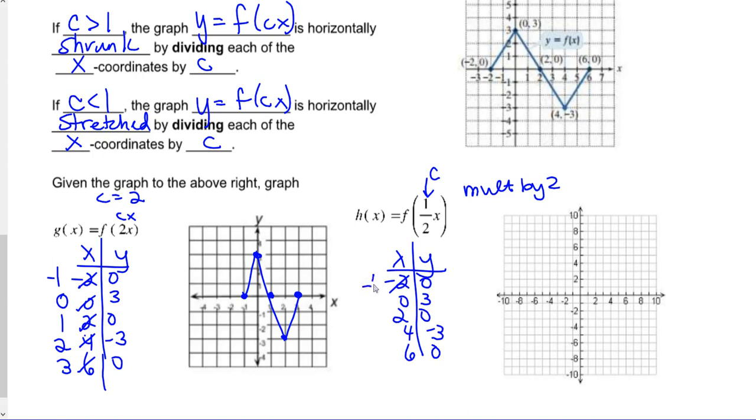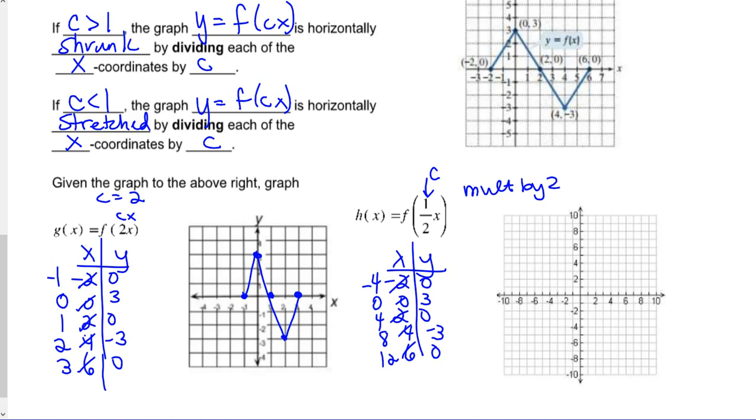Now I'm going to multiply each one of these by 2. You can throw it into your calculator, multiply by 2 to get negative 4. You can divide by 1/2 in your calculator and you're going to get the exact same values. But I'm just going to do it by a shortcut of multiplying by 2.